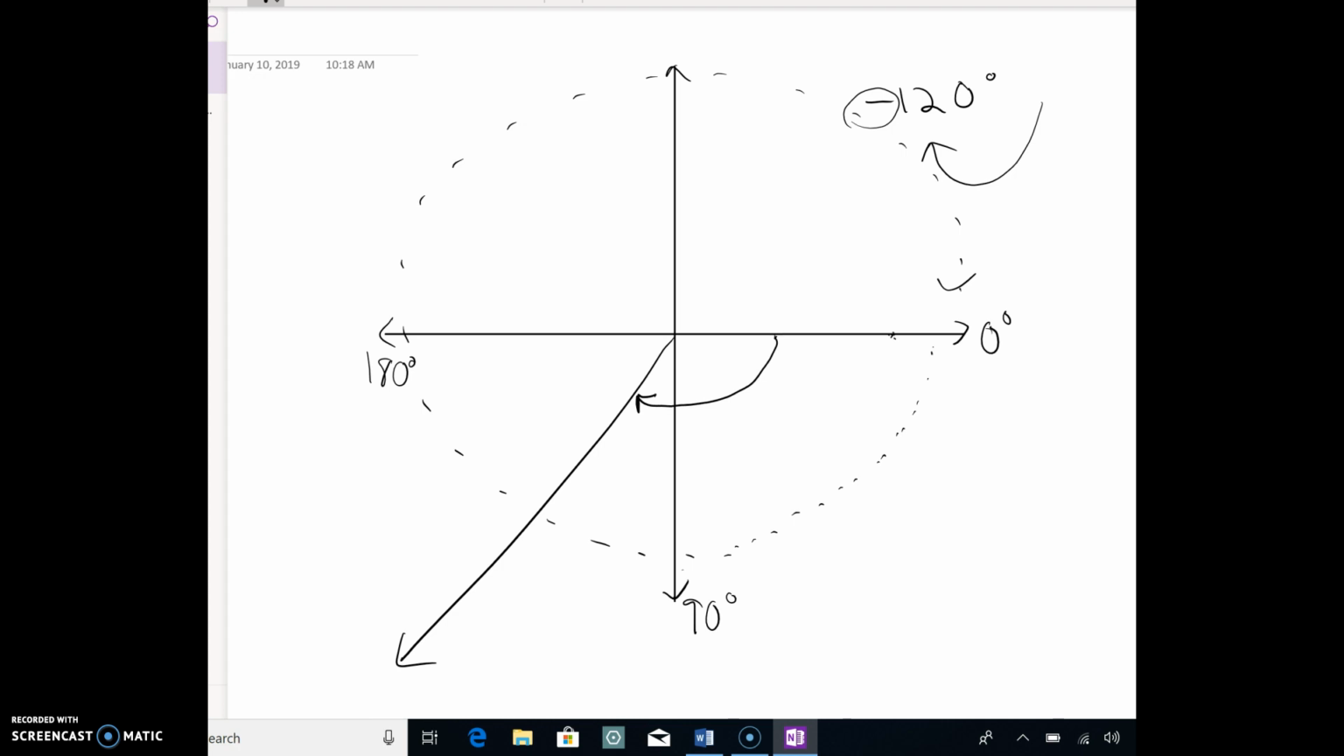We're going to sketch that little arrow there, starting at the initial side, ending at the terminal side, and that arrow should go in a clockwise direction because it's negative, rather than in a counterclockwise direction because that would mean that it's positive.